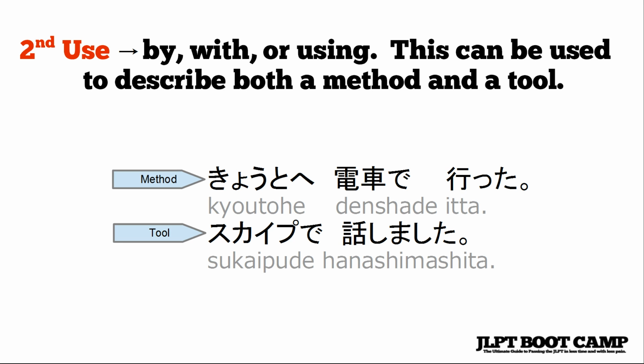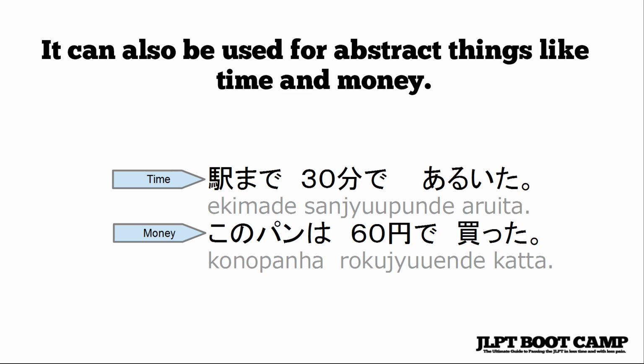Now, with a tool: Skype de hanashimashita. Skype, the internet phone messenger. So that's a tool that we're using. Same thing, we're using de in that particular situation. It doesn't matter if it's a method or if it's a tool, we use de for both. And this can also be used for abstract things like time and money.